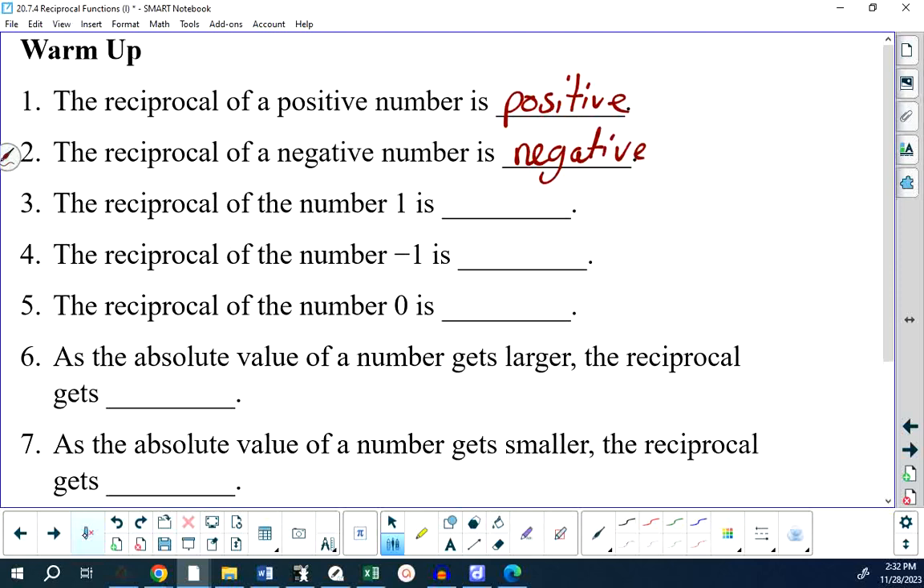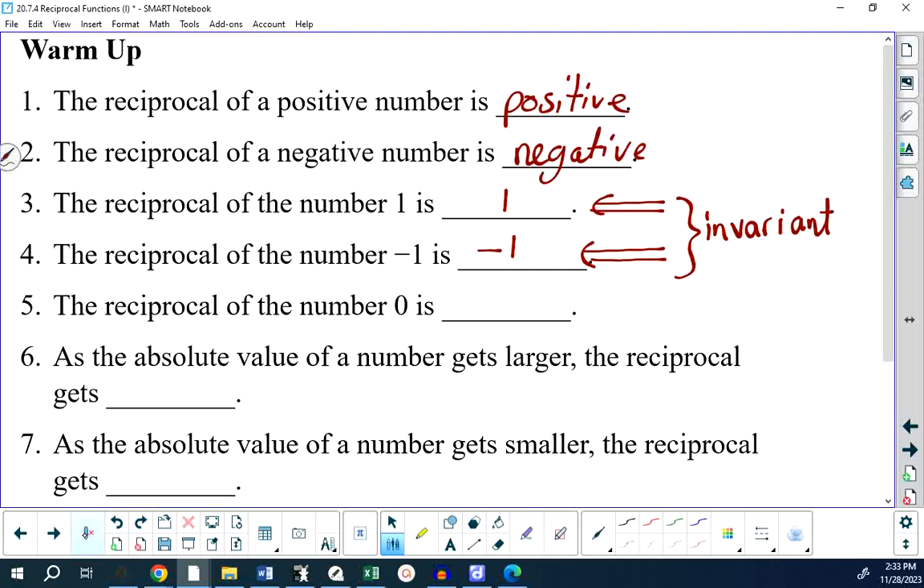What is the reciprocal of 1? That's right, it's 1. 1 over 1 is still 1. What is the reciprocal of negative 1? Negative 1. 1 divided by negative 1 is still negative 1. These two things, I'm going to occasionally be referring to as invariant. What that means is that anytime you take the reciprocal of a number, it's not going to change if the number was either 1 or negative 1.